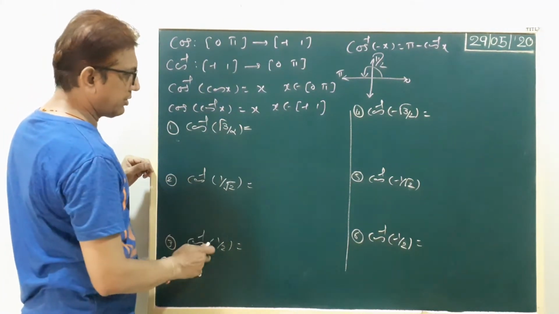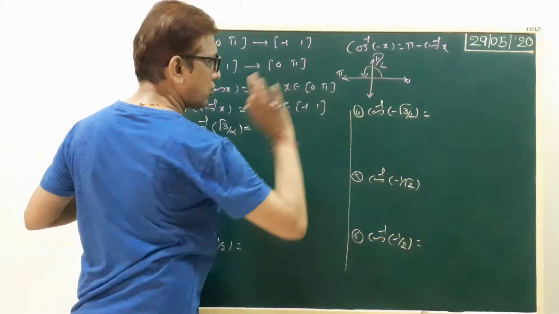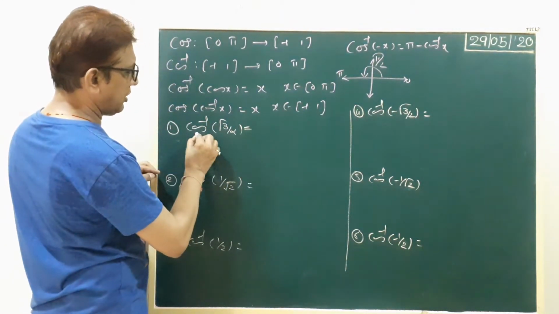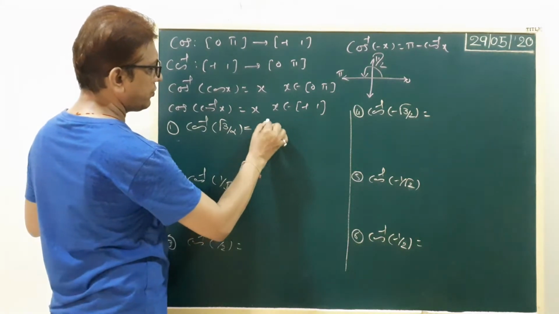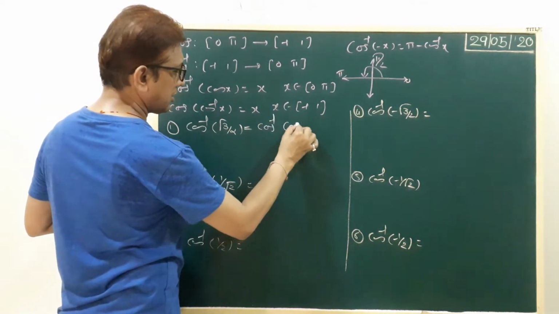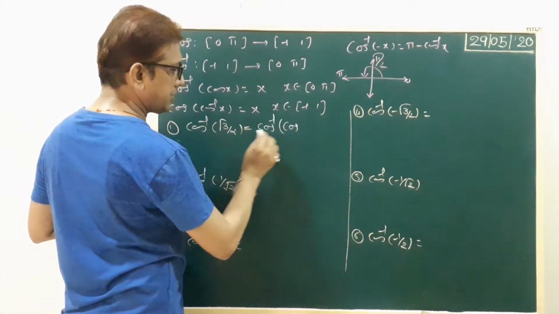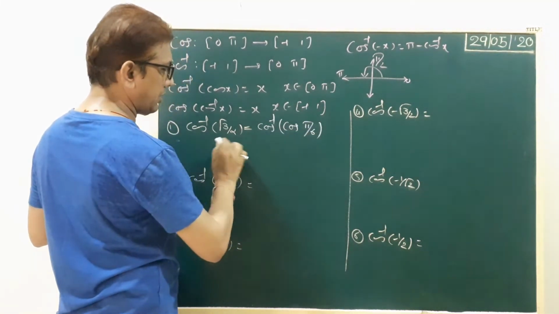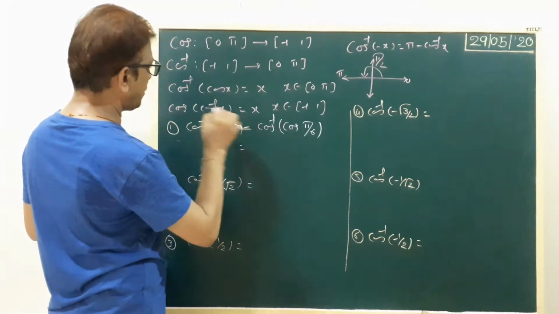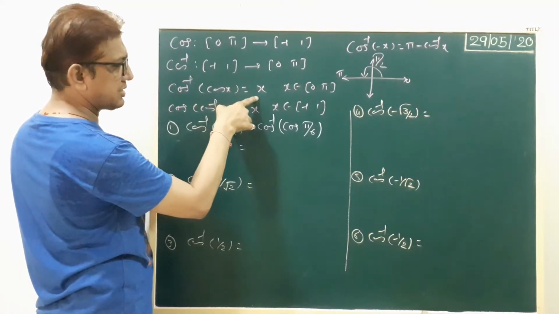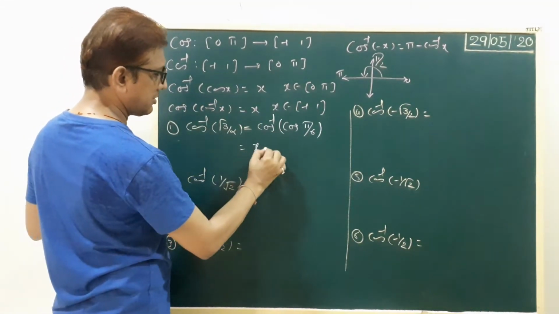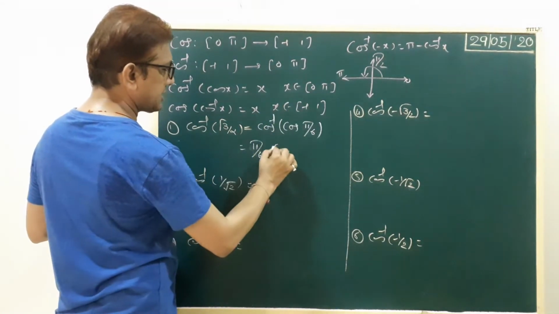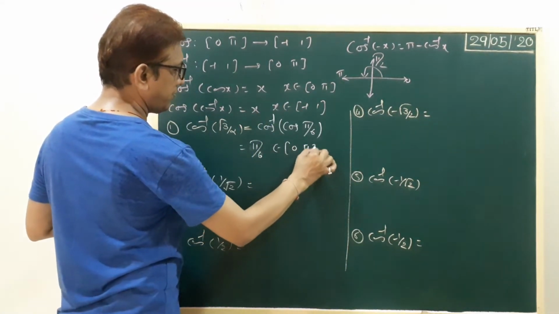We discuss first and second quadrant, but these three sums are in the first quadrant. Okay. Now cos inverse root 3 by 2. From the table, cos pi by 6 equal to root 3 by 2. So cos inverse cos x equal to x, and x is pi by 6. Right? So x equal to pi by 6, and pi by 6 belongs to 0 to pi.